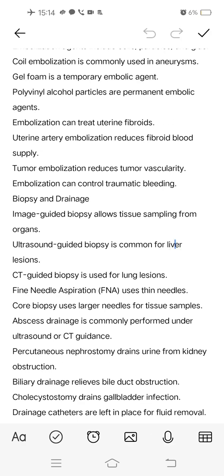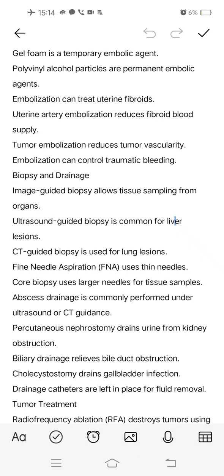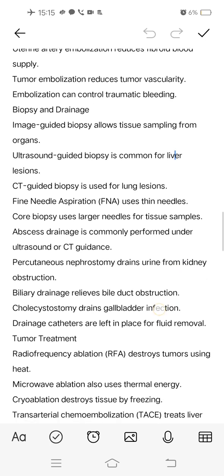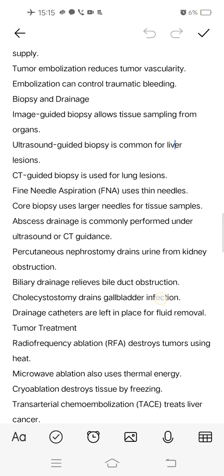Next point, biopsy and drainage. Image guided biopsy allows tissue sampling from organs. Ultrasound guided biopsy is common for liver lesions. CT guided biopsy is common for lung lesions. Fine needle aspiration cytology, also called FNAC, uses thin needles.